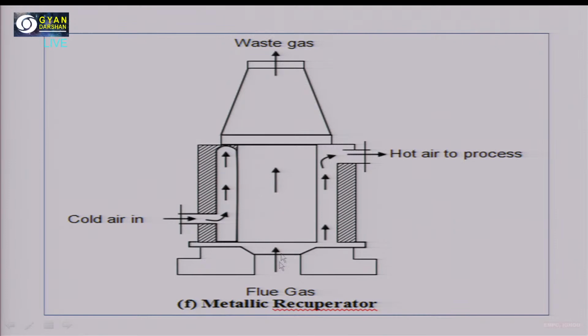And before that, what is happening? The cold air is exchanging heat with this flue gas. Cold air is moving from the left hand side inside this type of recuperator, and it is moving out from the right hand side, at the top. After becoming hot, it goes as hot air to the process, and this flue gas is now going out as a waste gas at the top of the chamber. So this is known as the metallic recuperator.